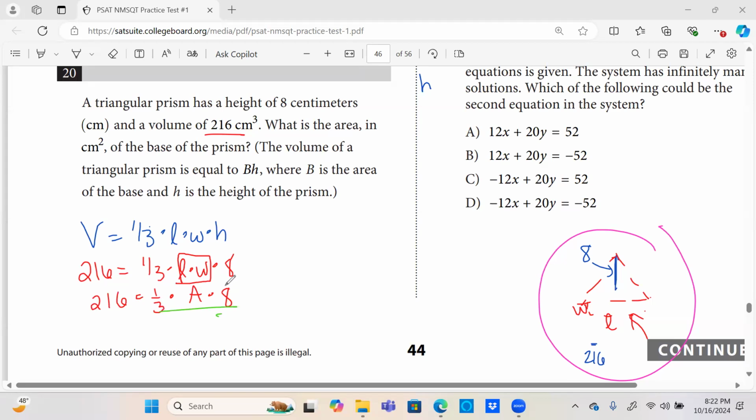Let's divide by 8. That'll get this off. I'm going to use my calculator. 216 divided by 8 is 27. So we have 27 equals 1/3 A. And then let's times by the reciprocal of a third, which would be 3/1, or just 3. And we would get 81 is A. 81 centimeters squared.